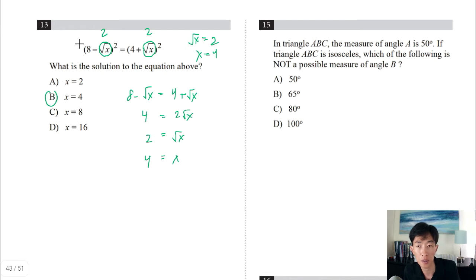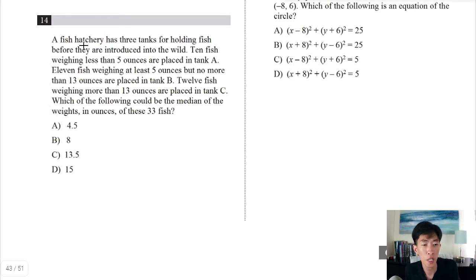So out of those three methods, whichever one was fastest to you and whichever one makes the most sense, that's the best one to do. Question 14. A fish hatchery has 3 tanks for holding fish before they're introduced into the wild. 10 fish weighing less than 5 ounces are placed in tank A. 11 fish weighing at least 5 ounces but no more than 13 ounces are placed in tank B. 12 fish weighing more than 13 ounces are placed in tank C. Which of the following could be the median of the weights in ounces of these 33 fish?